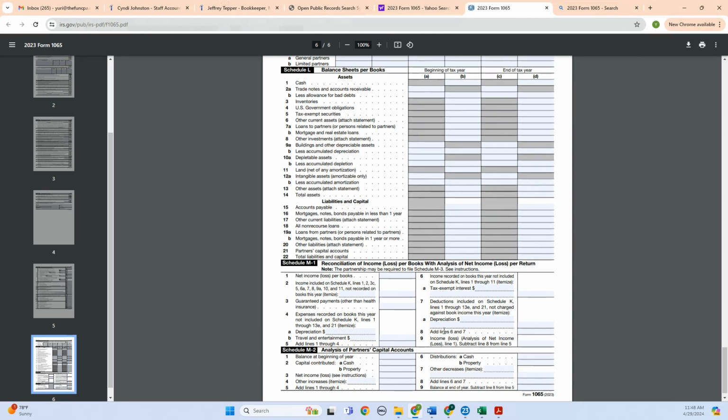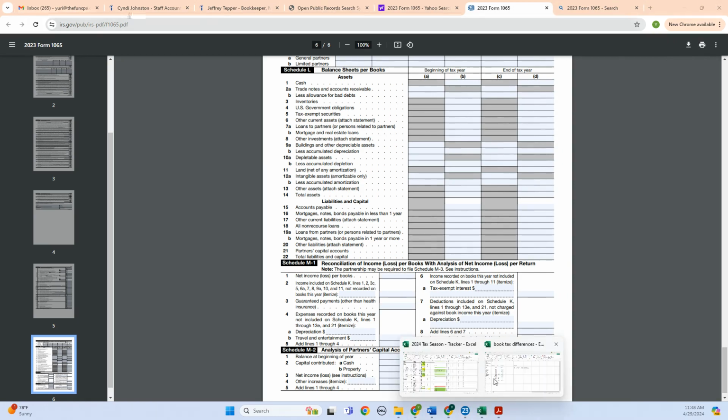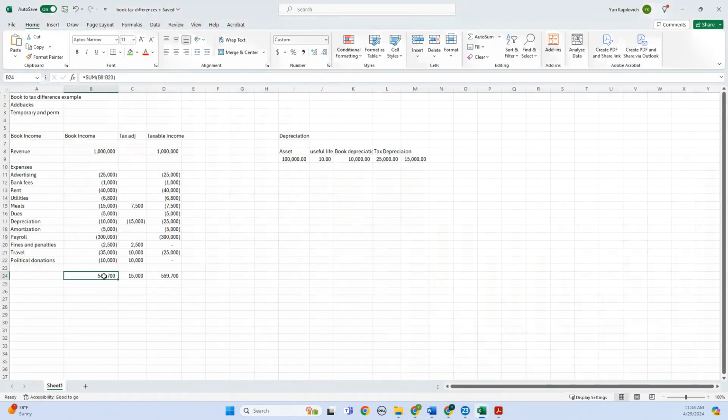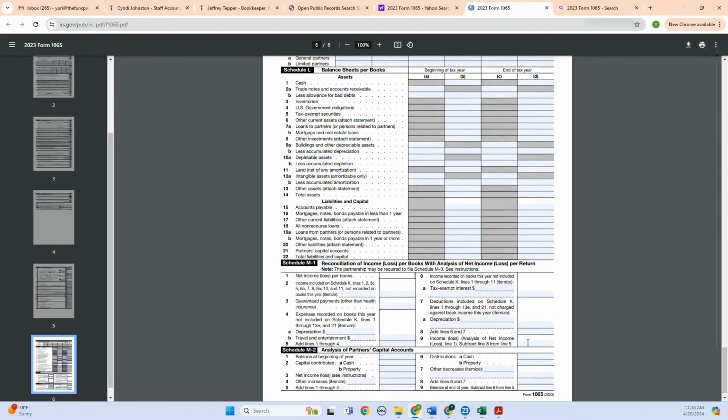But what I want to drive home to you guys is this is the schedule that line 1 right here on the M1 book income better tie to this book income right here. And then line number 9 right here better tie to the other piece of it, or the taxable income. And that's really what it comes down to. That's what I wanted to drive home to you guys. And I hope this is super helpful to you.